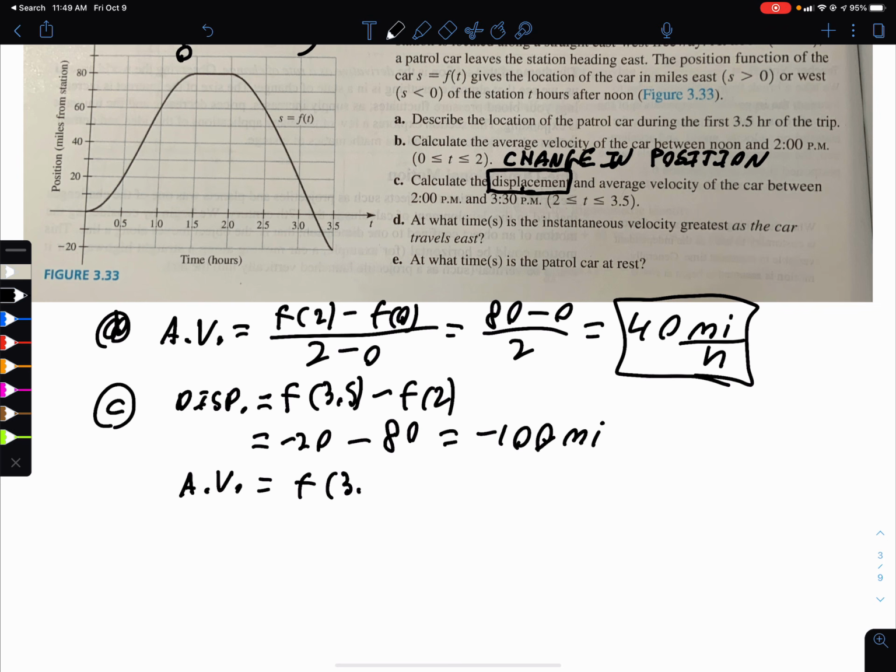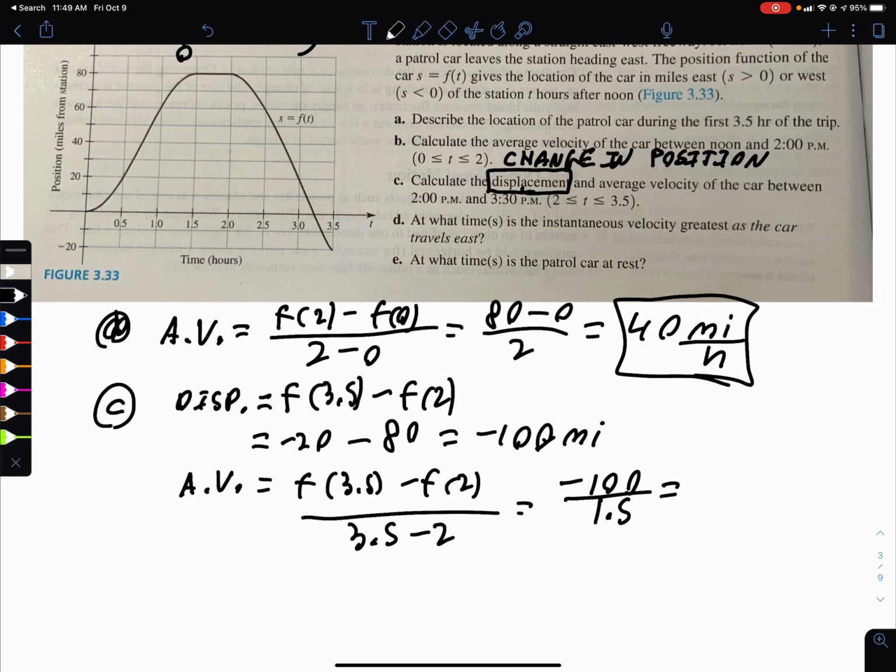And average velocity is the same formula. It's going to be f at 3.5 minus f at 2 over 3.5 minus 2. Well, we already did the top. That's negative 100 over 1.5. And that's our answer. Do I need to work that out? I'm going to leave it like that, or I can ask Siri. 100 divided by 1.5. It's about 66.6666. So the average velocity would have been negative 66 2/3. All right, that is part C.